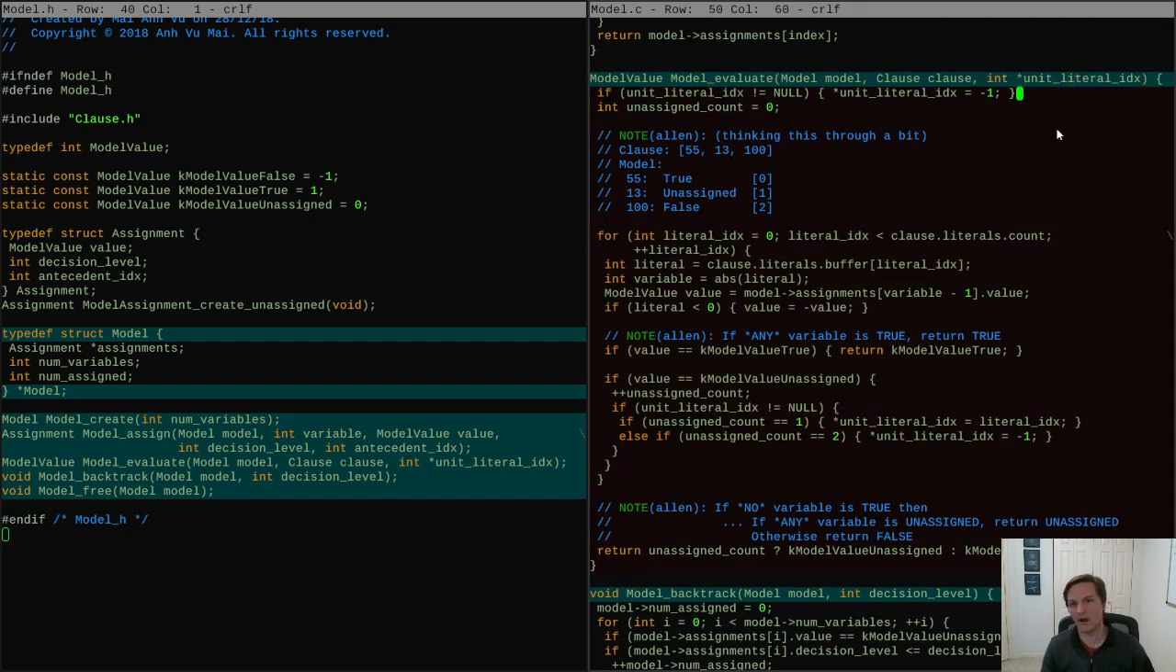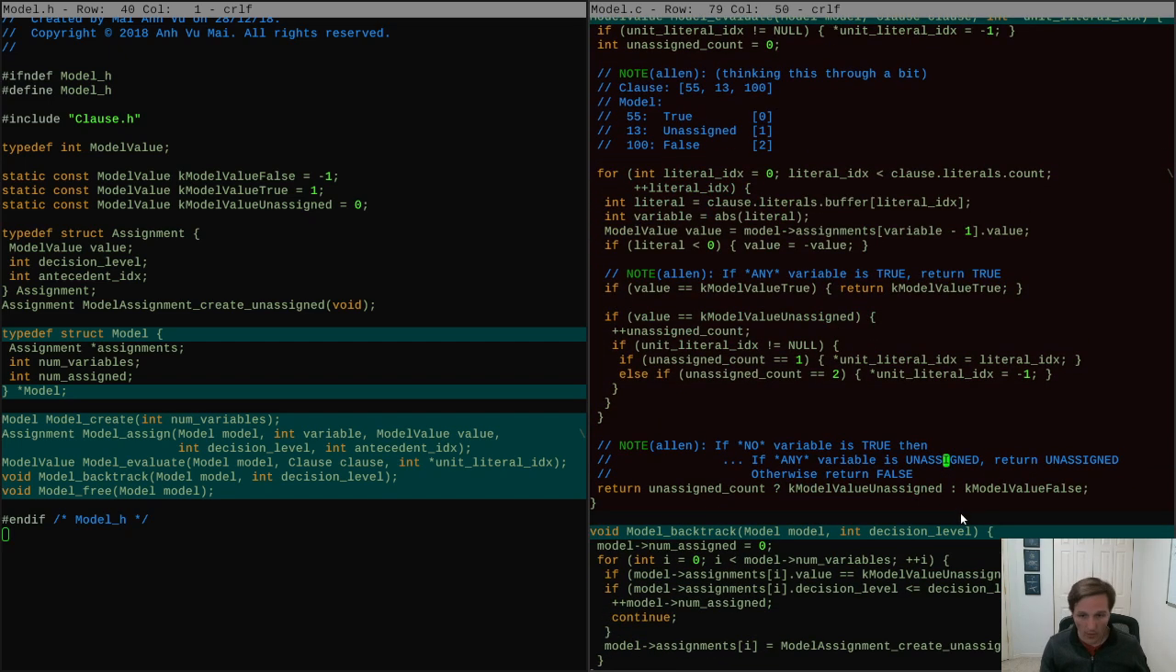Okay, so the whole logic of this, if we split it up, one piece of the logic is this, like, hey, is there exactly one unassigned variable? And the other piece of logic in this evaluate function is take the highest truthiness that exists. So if there's at least one true, the whole thing is true. Otherwise, if there's at least one unassigned, the whole thing is unassigned. Otherwise, if the whole thing is false, then the thing evaluates to false.